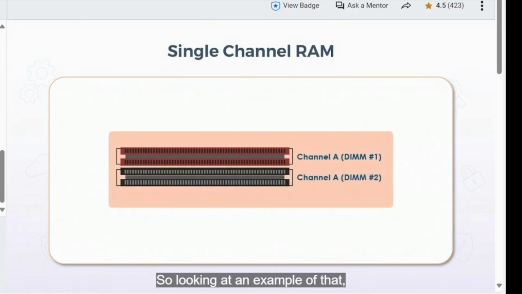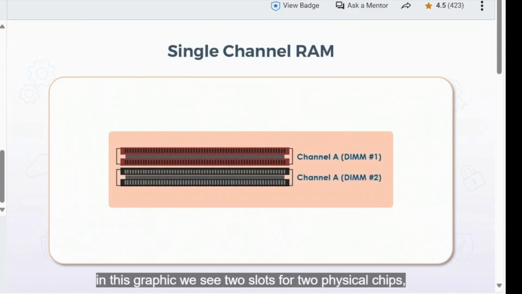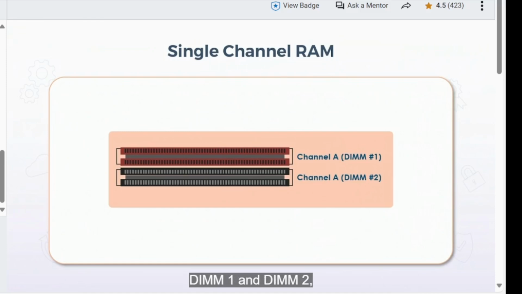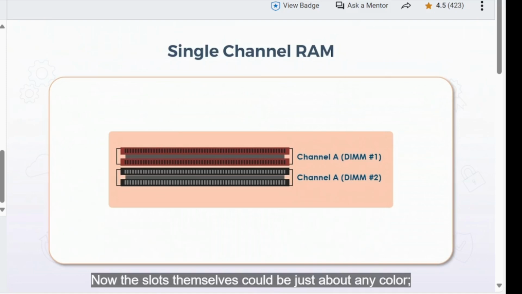So looking at an example of that, in this graphic we see two slots for two physical chips, DIMM1 and DIMM2, but they're both operating on channel A. Now the slots themselves could be just about any color. In this example we see red and black, and that's perfectly fine, but you might see the same color for both, such as black or red, or again, really just about any other color. So don't get too hung up on what color yours might be or what you might see in any pictures. It's the channel labeling that matters. So if you only see a single channel, such as channel A, then those two physical chips are going to be sharing that channel.